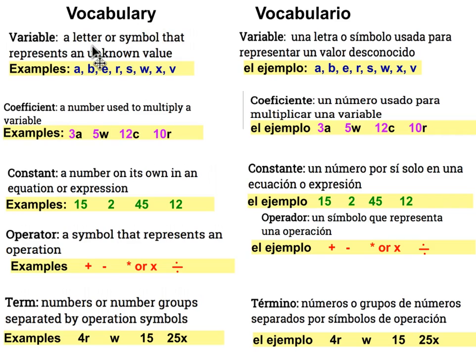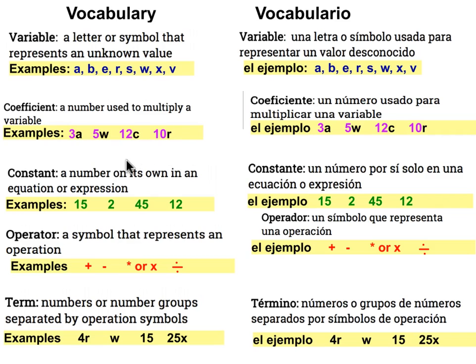So a variable is a letter or symbol that represents an unknown value. These are some examples of what a variable could be. It could be any letter in the alphabet, and it stands for an unknown value. And a coefficient is the number that you will see in front of a variable. That coefficient is a representation of how many times the number is used to multiply a variable. So in this case, we have 3 times A. In this one, we have 5 times W, 12 times C, 10 times R.